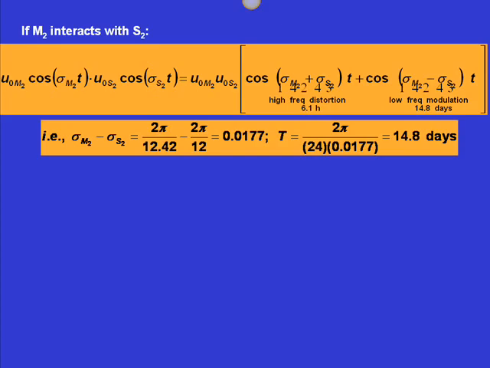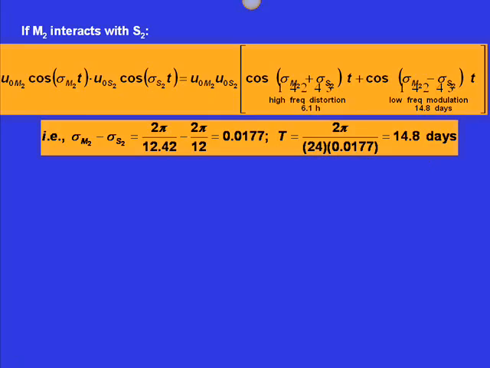So here's the difference between the frequency between the M2 and the S2. If you do it, you get that the difference is 0.0177, in cycles per hour. In order to convert to days, we divide 2 pi over that difference in frequency, multiply times 24 hours per day, and we have 14.8 days.